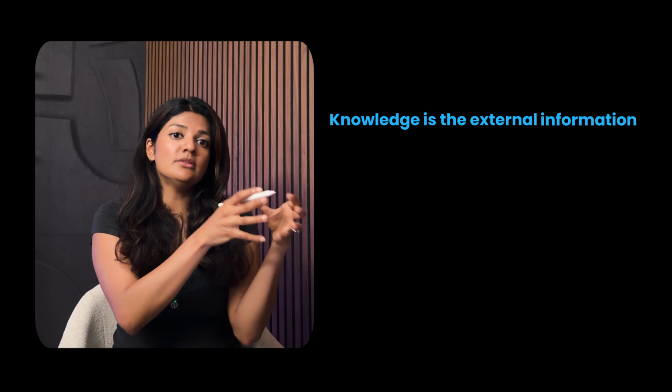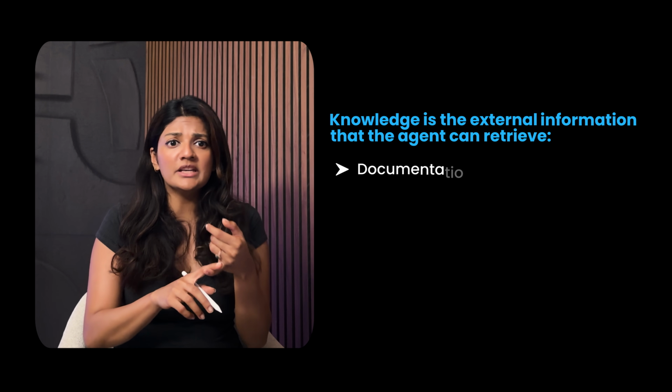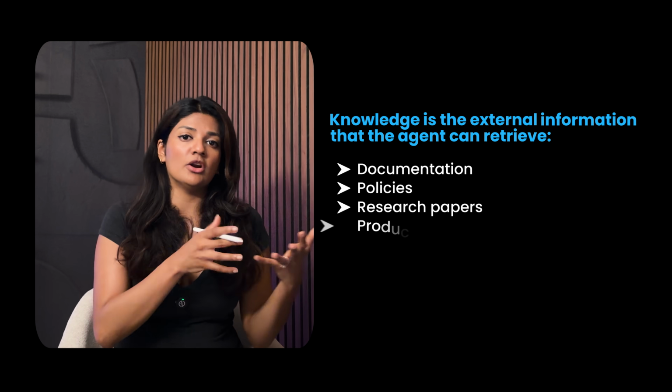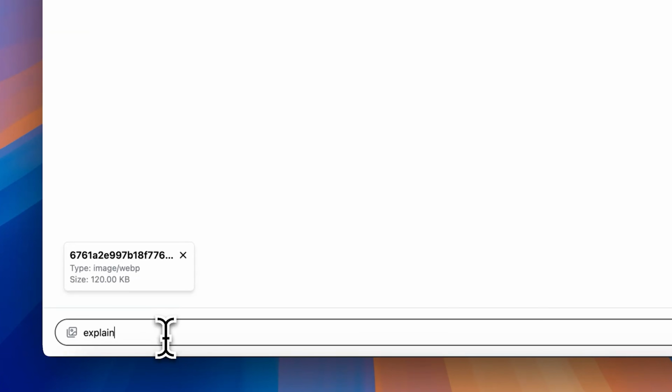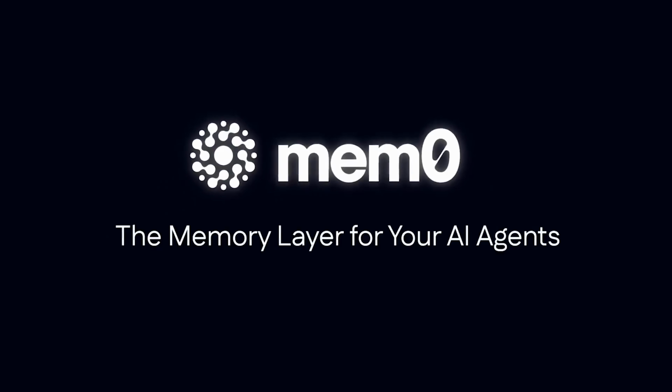Now, knowledge and memory are related, but they are not the same thing. Knowledge is the external information that the agent can retrieve, such as documentation, policies, research papers, or product data. Memory is what the system decides to preserve from previous interactions or actions so it can behave differently later. Mem0 is an open source tool that I would highly explore for this layer. Instead of dumping an entire conversation transcript back into every prompt, a memory layer can extract the useful facts, update them, retrieve the relevant ones, and avoid carrying all the historical text into every single turn.